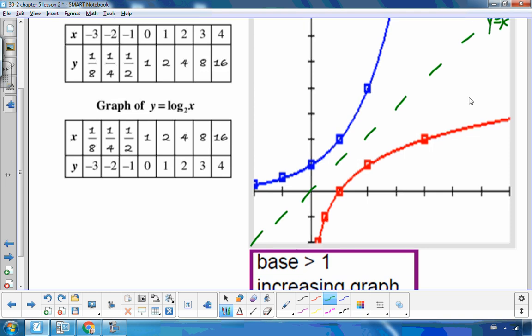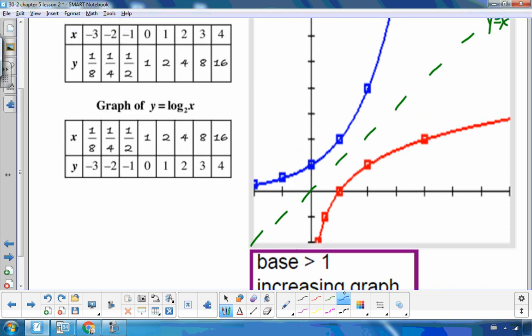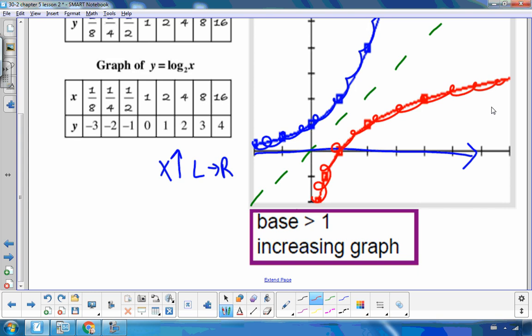Okay, so for both of these, the base is greater than 1. They are both increasing graphs. Increasing graph just means, if we look at the exponential, as x gets bigger and x increases from left to right, so I just read my graph from left to right, getting bigger for x, you can see y is getting bigger, which is why it's an increasing graph. Same thing with the log. As x gets bigger from left to right, y is also getting bigger. So that's why they are both increasing graphs.